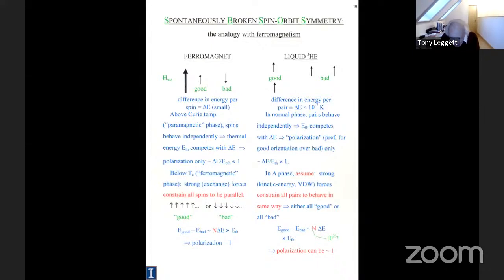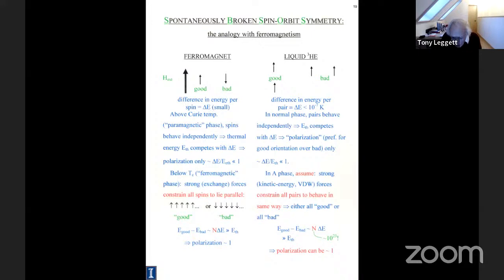Let's assume that in the A phase, somehow the strong van der Waals forces constrain all the pairs to behave in the same way. In that case, all the pairs must either behave in the good way or in the bad way. Just as in the case of Ireland, the preference for good over bad is now not delta E, but n times delta E, where n is huge, 10 to the 23. The polarization can be of order 1, and we can explain the experimental data.